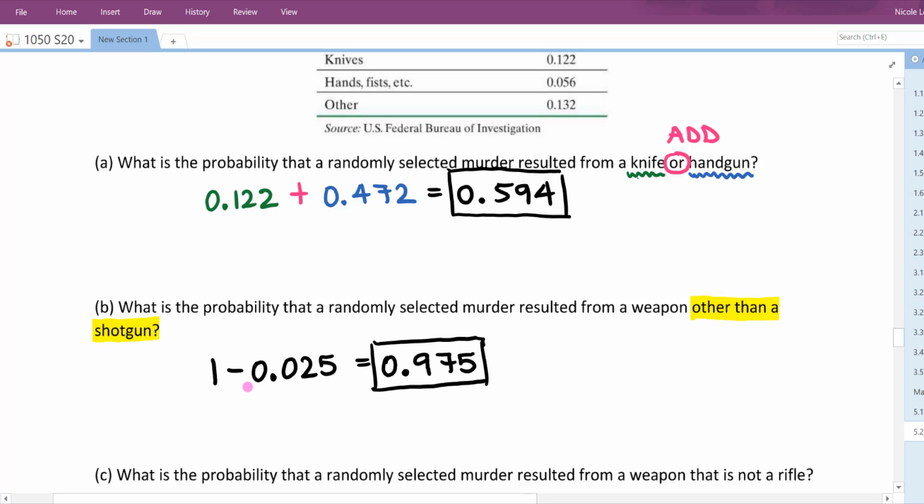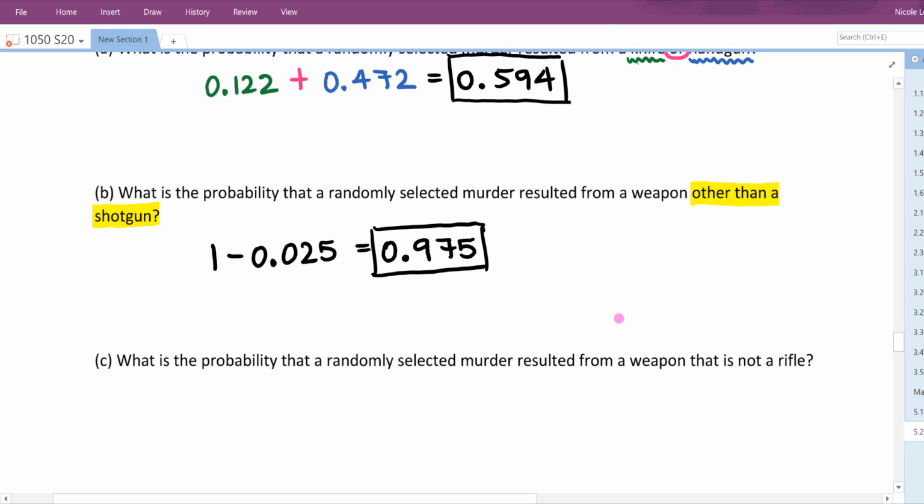Okay, so then part C is very similar. We want the probability that a randomly selected murder resulted from a weapon that is not a rifle. Again, you could add everything else except for rifle together. That's the long way. Let's instead do it using subtraction, similar to what we did in part B. So you'll start off with 1.